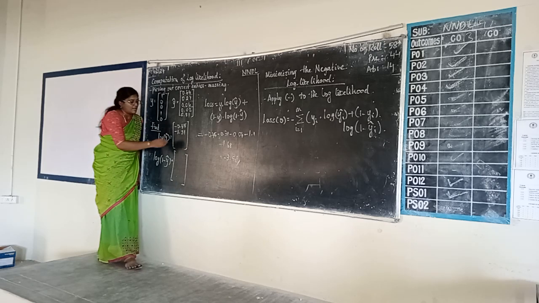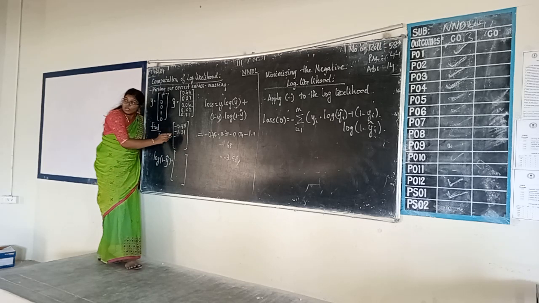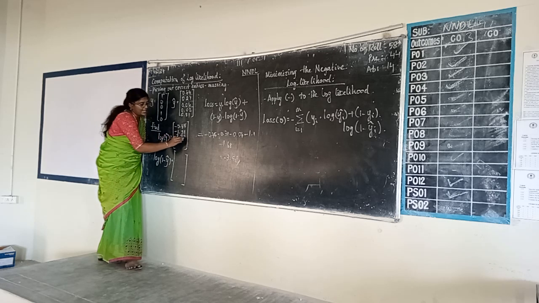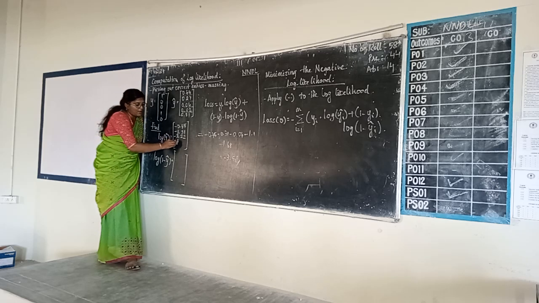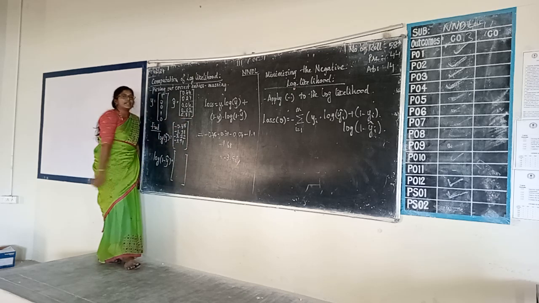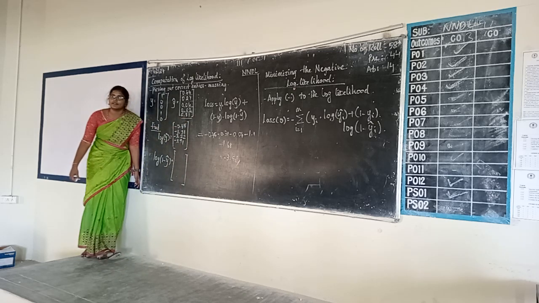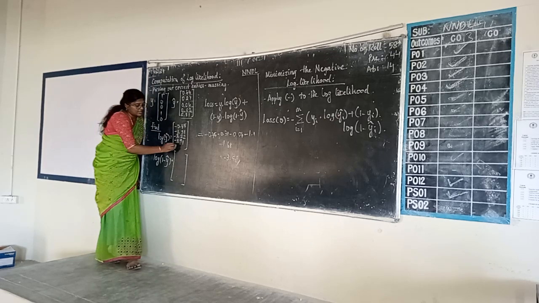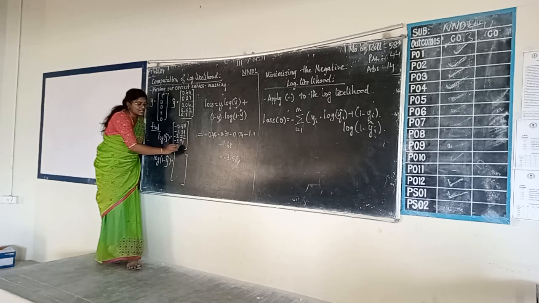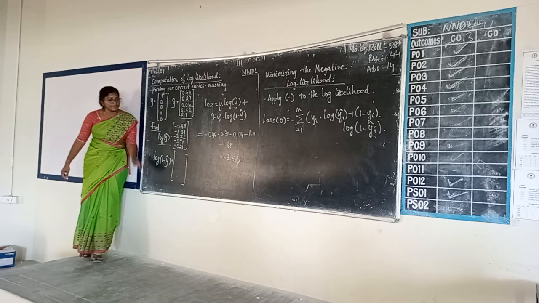Minus 3.22. Next ln of 0.02 is minus 3.91. Next ln of 0.81 is minus 0.21. Okay, we got log of y cap.